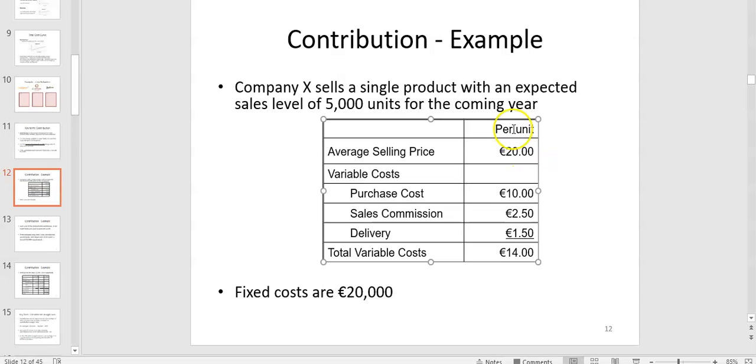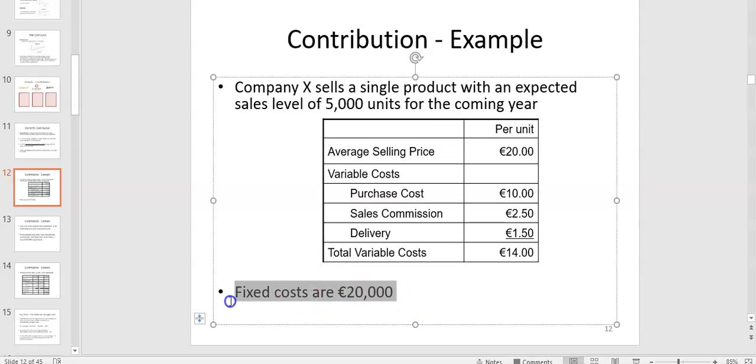That's fairly straightforward. And it has variable costs. Variable cost means for every unit it sells, it spends 14 euro to get it sold. So it buys it for 10 euro, it pays a commission of 2.50 to the salesperson, and it delivers it for 1.50. So that means for every unit it sells, it costs 14 euro. And that's ignoring other costs, fixed costs.